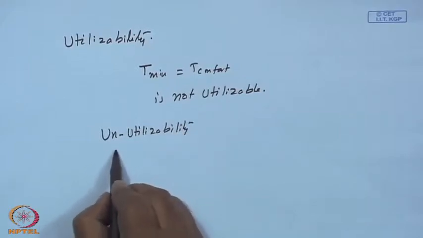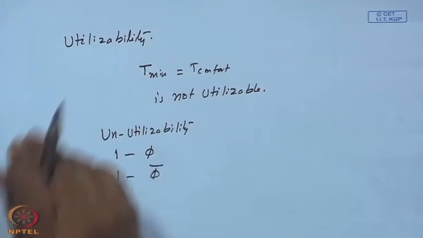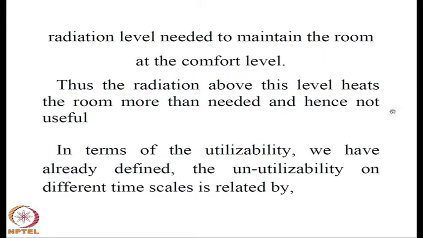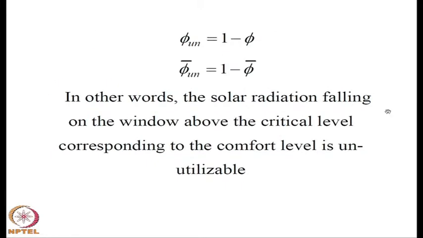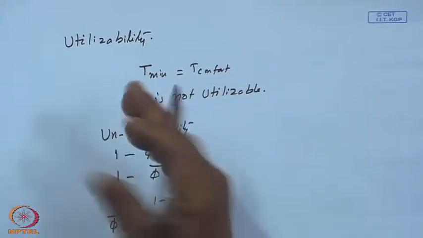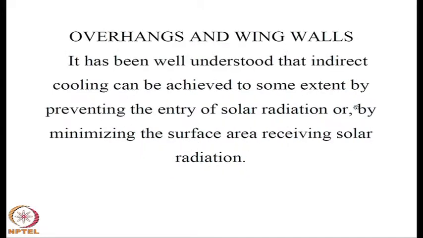So, on different time scales it will be simply 1 minus phi or 1 minus phi bar. If you have calculated utilizability, unutilizability will be simply 1 minus that utilizability. So, that is what I have put down here, phi un equal to 1 minus phi, or phi bar un equal to 1 minus phi bar. Okay. And we know the methods to calculate phi or phi bar, monthly average or daily or hourly average.